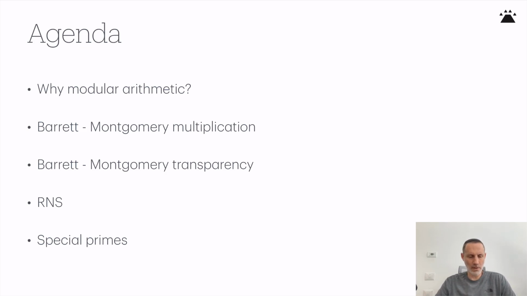We will start with reviewing why modular arithmetic is important. We will then continue to discuss multiplication, primarily Barrett and Montgomery. We will show some tricks that allow us to exchange between Montgomery and Barrett within applications. We will discuss RNS, which is residue number systems, and then some special primes. And let's get started.